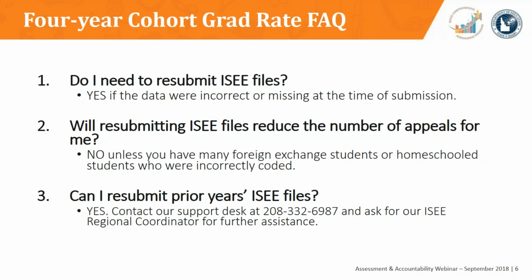I'm going to quickly go over the four-year cohort graduation rate FAQ. Do I need to resubmit IC files? Yes, if the data were incorrect or missing at the time of submission. Will resubmitting IC files reduce the number of appeals? For most, the answer is no, unless you have many foreign exchange students or homeschooled students who were incorrectly coded. If you find those in your cohort list, please contact your IC coordinator to resubmit the file. Lastly, can I resubmit prior years' IC files? The answer is yes. Please contact our support desk and ask for the IC regional coordinator for further assistance.